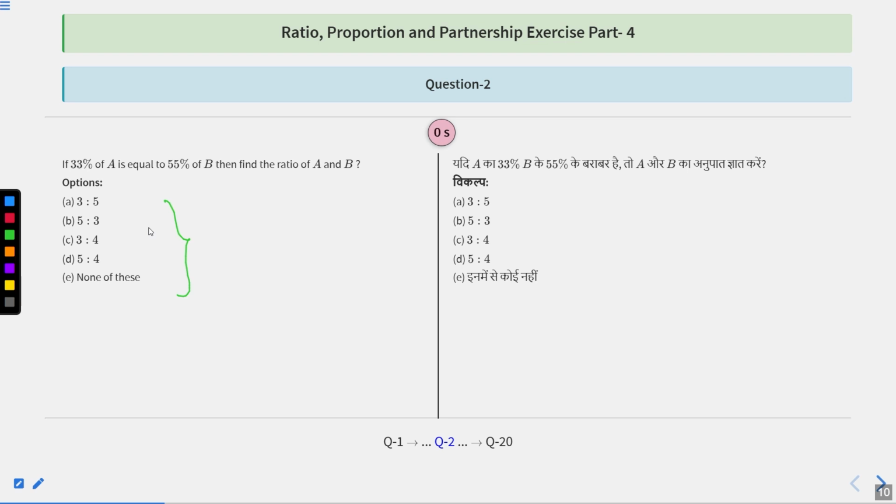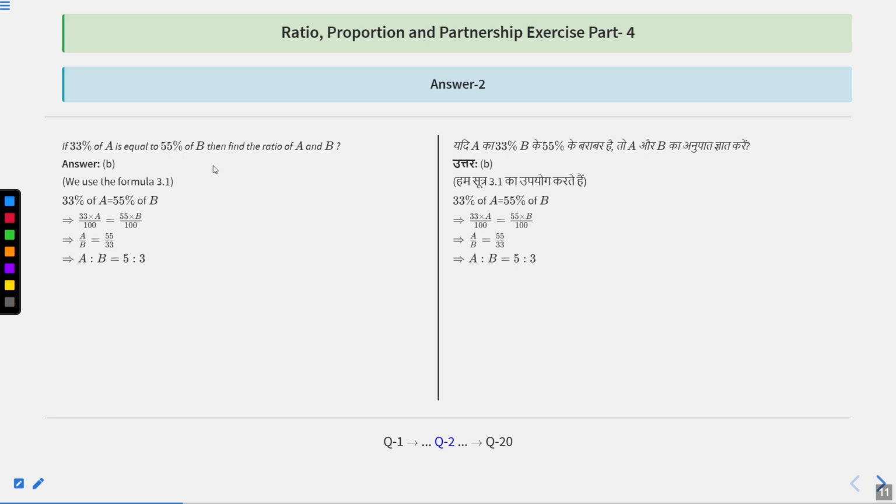Now time's up. Let's see the solution. We use formula 3.1 again. 33% of A is equal to 55% of B. So we can write it in that formation. And we change the percentage into fraction form. So 33 multiplied by A upon 100 is equal to 55 multiplied by B upon 100. From there, we get A upon B equals 55 upon 33.